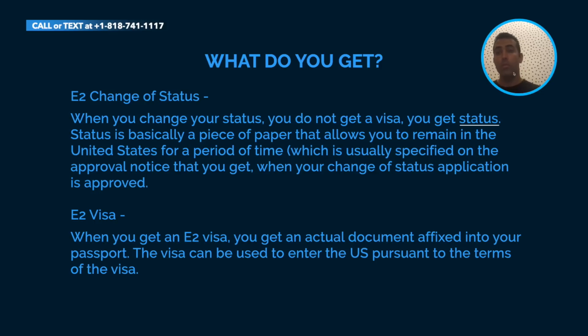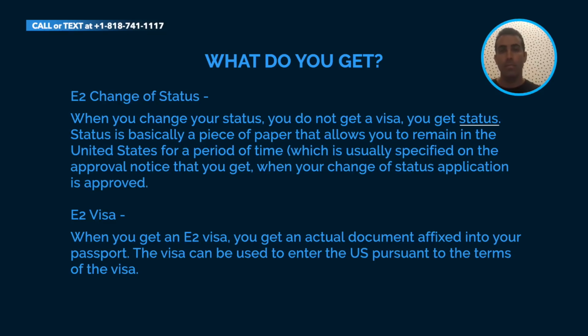And the E2 visa may be approved for multiple entries, meaning that you can use that visa to enter and exit the United States multiple times, or it could be a single entry visa, meaning that you can only use that visa one time to enter the United States. What you get when it comes to an E2 visa is largely dependent on your country of citizenship. Again, we'll explore that a little bit further later in this presentation.